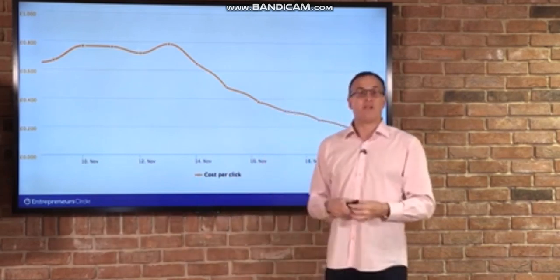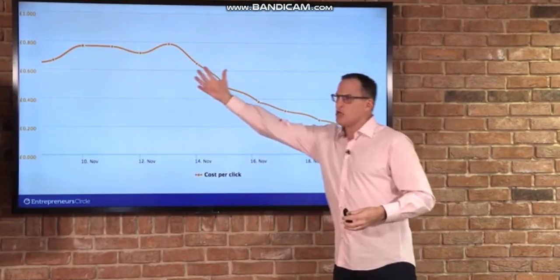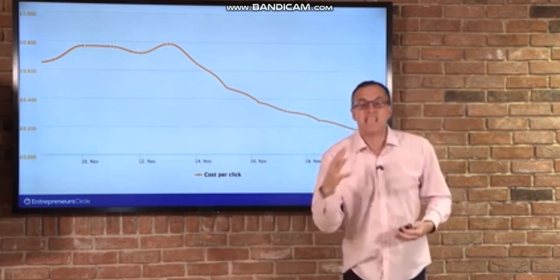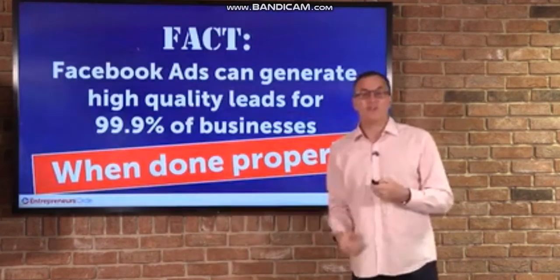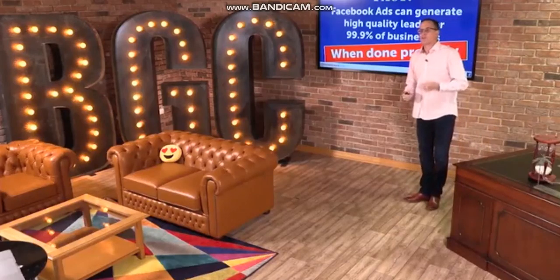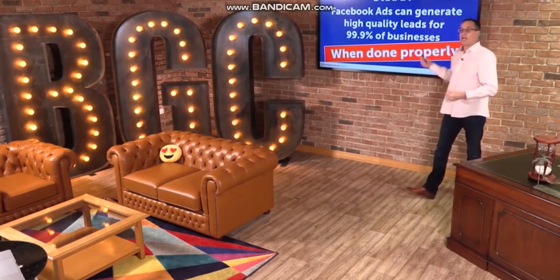And now once you understand what's going on, because don't forget, when I was a kid, the biggest brains on the planet went to work for NASA, right? But now the biggest brains on the planet are at places like Google and Facebook. And there's a lot of computer power going into making this happen. And as marketers, we can tap into all of that. And that's one of the other reasons why Facebook ads can generate high quality leads for 99.9% of businesses when you do it properly.